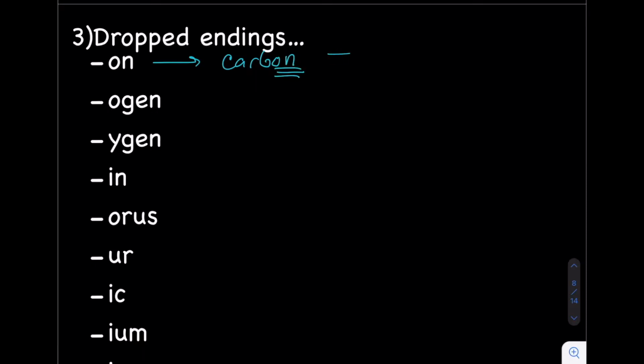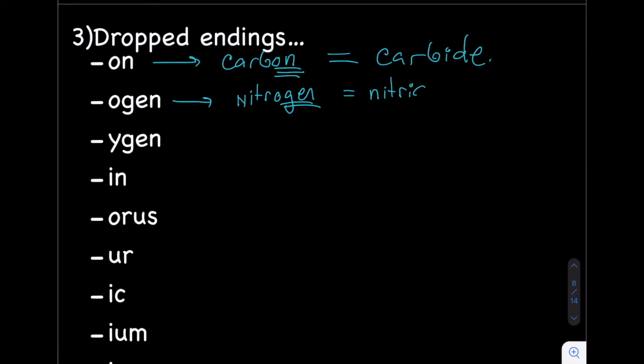We drop the "on" and we get carbide. Or "ogen," like nitrogen. So we drop the "ogen" and we get nitride. "Egen," like oxygen. We drop the "egen" and we get oxide.